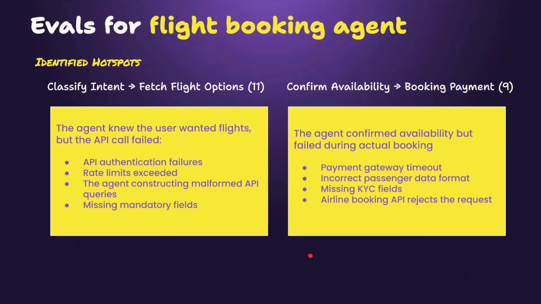For example, fetching flight information could be failing because there are authentication failures, or rate limits are being exceeded, or the agent is constructing wrong API queries. There could be some missing mandatory fields as well. While in the case of payment failures, some of the reasons could be timeouts, wrong data format, missing KYC fields, or even the airline API rejecting the booking request.